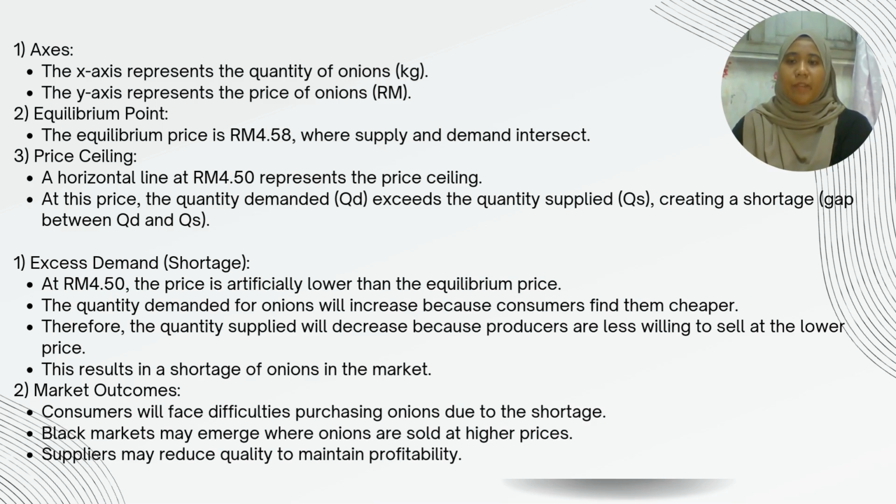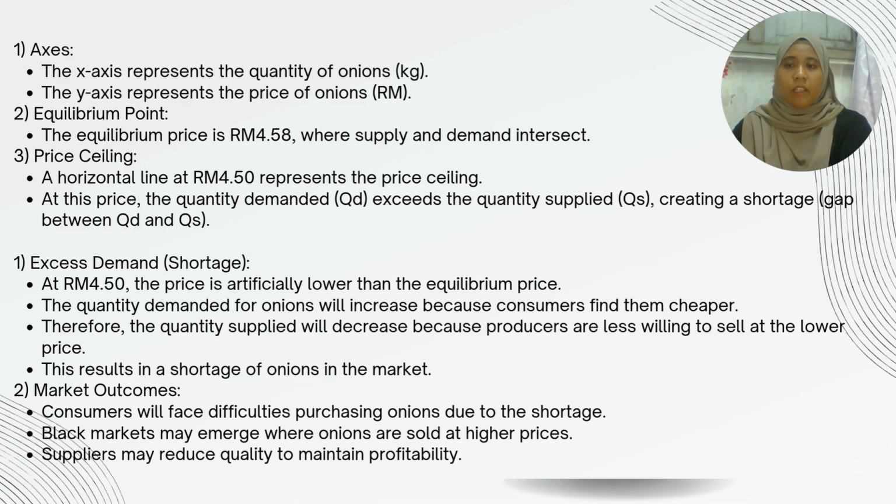Firstly, excess demand, which is shortage. At 4 ringgit 50 cents, the price is artificially lower than the equilibrium price. The quantity demanded for onions will increase because consumers find them cheaper. Therefore, the quantity supplied will decrease because producers are less willing to sell at the lower price. This will result in a shortage of onions in the market.